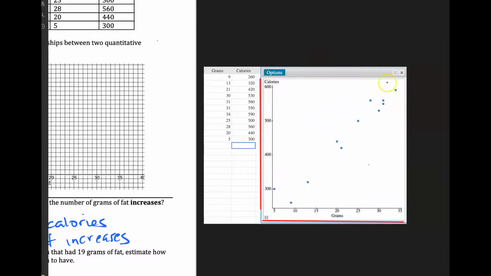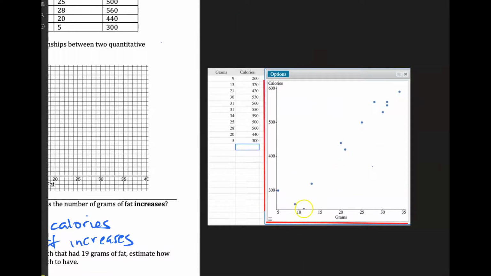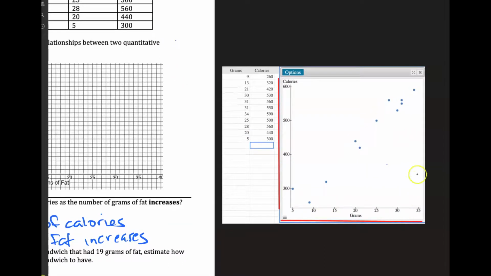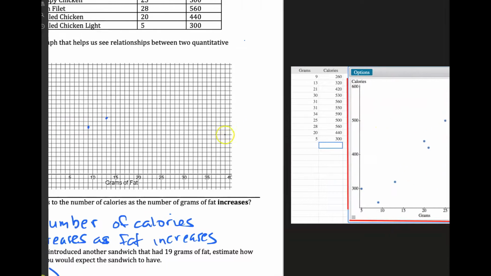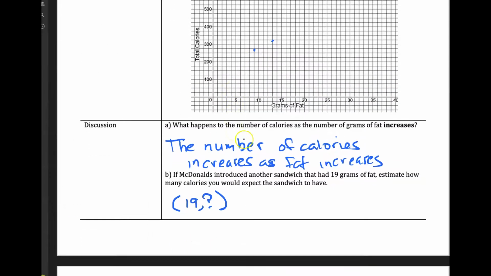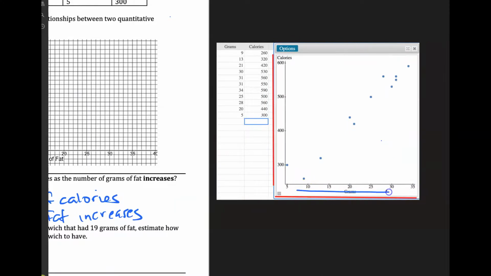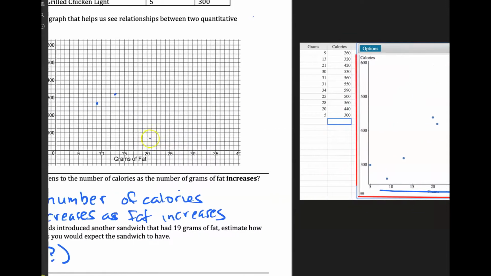Then we see a relationship. Now the story is being told, and I think you have enough algebra in you to see that as we look at these values, as the grams are increasing, it looks like the calories are increasing. To answer some of these discussion questions, what happens to the number of calories as the grams increase? We can see that as we increase our grams, our calories increase also. Their values go up.